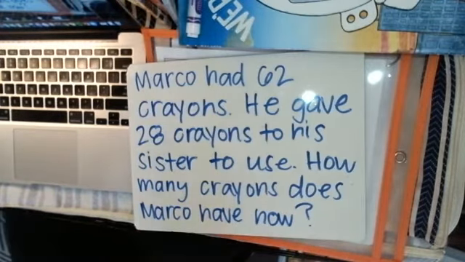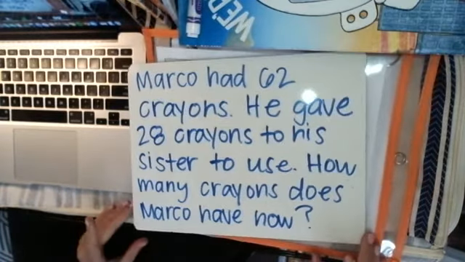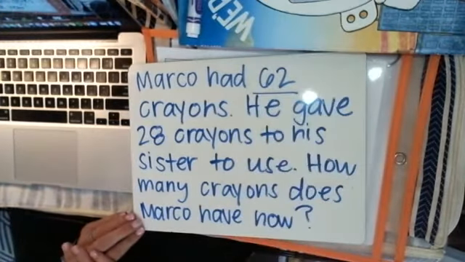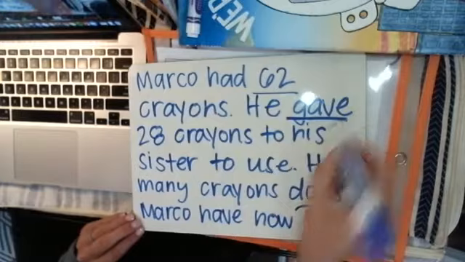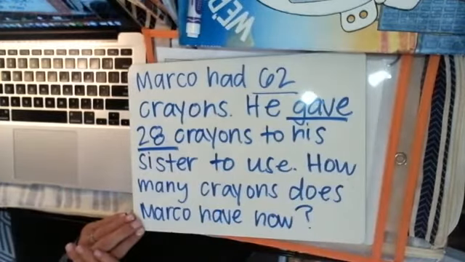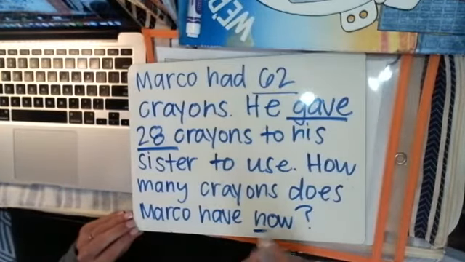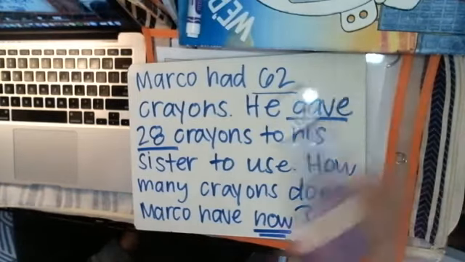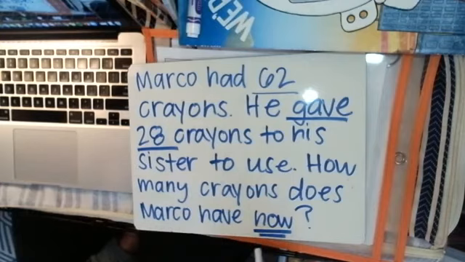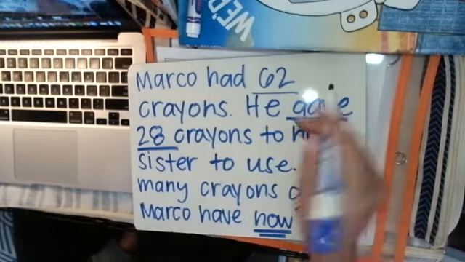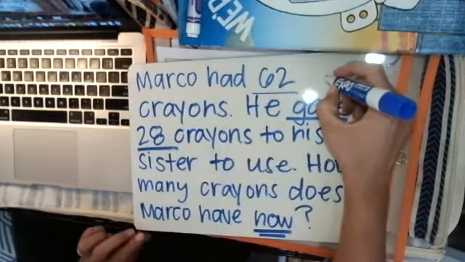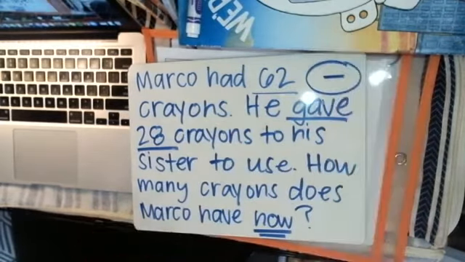So now that we've read it 3 times, let's go ahead and mark up our problem to make sure that we know what we're doing. So we know that he had 62. He gave 28 to his sister and is asking how many does he have now. So we know that he started with this number, he gave some away, and it's wanting to know how many he has now. So we know that we have to take away 28 from 62. So we know that this is a subtraction problem.